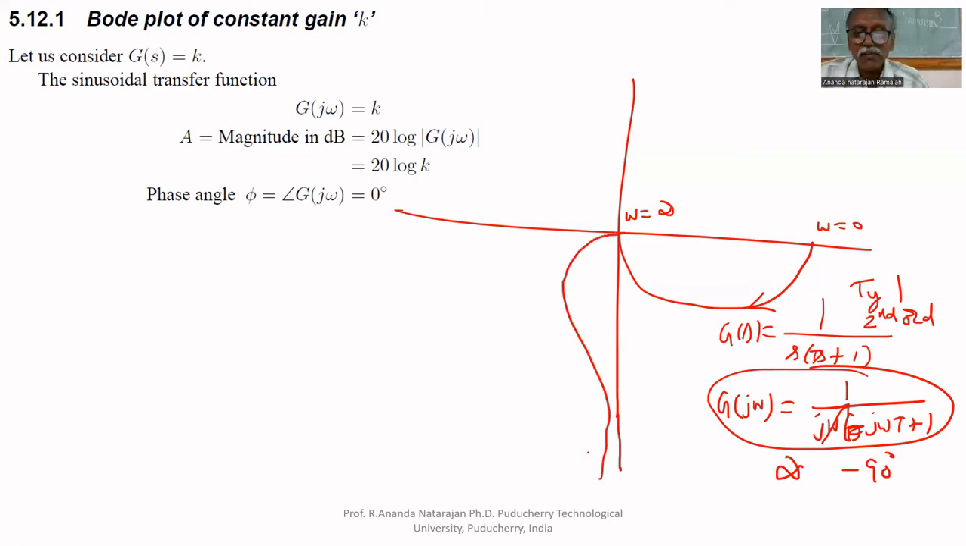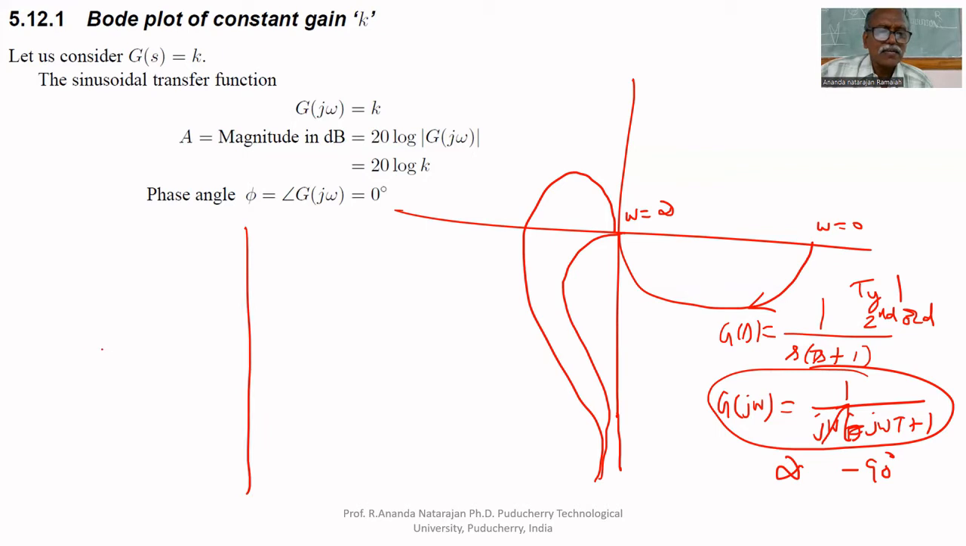If you draw the type 1 third order system, it will be like this. These are all we'll see later, how it came and all. Actually, we'll draw the Nyquist plot for different transfer functions. We'll see later.